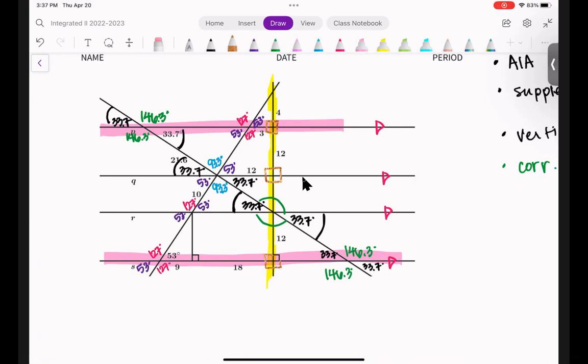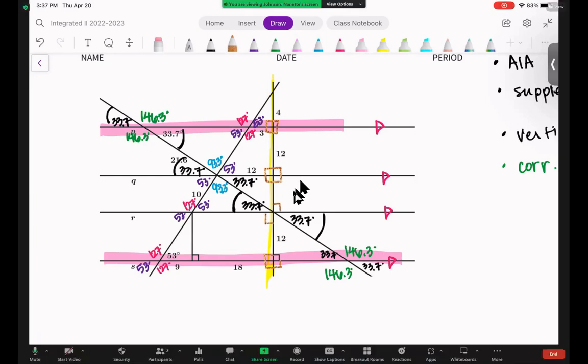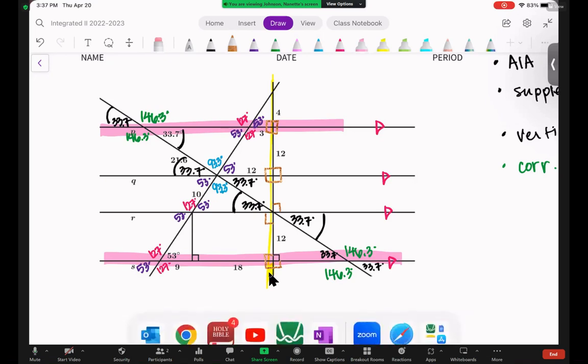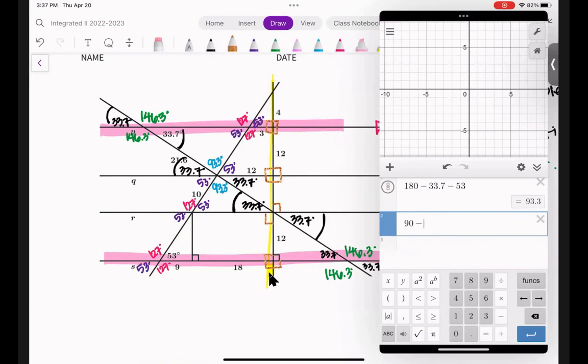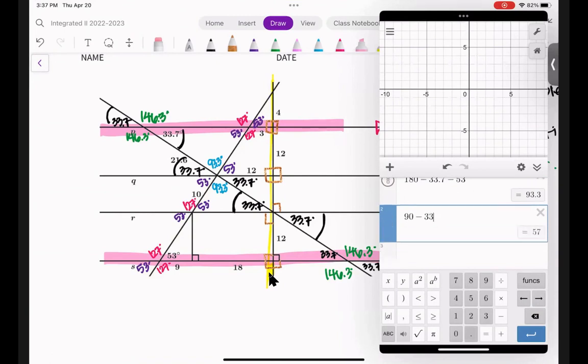I'm going to erase my green arcs right here so I can get to these ones right here. And again, I still have right angles here and here. And so now I want to know, how can I get to this other angle right here? How can I get that? Now, maybe you see this as, oh, this together, they add up to 90. So you would just subtract, and you're right. So I'm going to use my calculator again and do 90 minus 33.7, and I get 56.3.